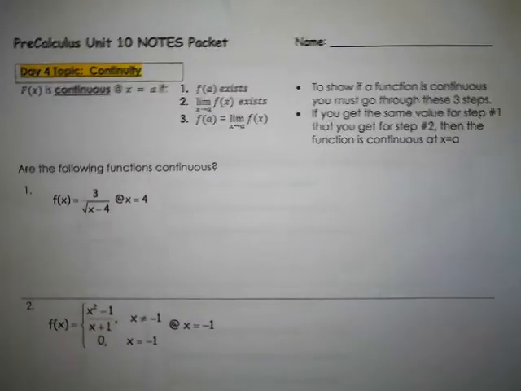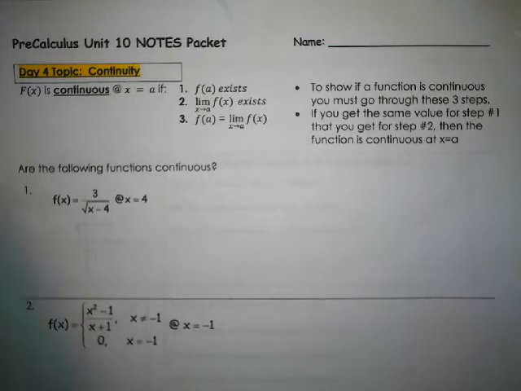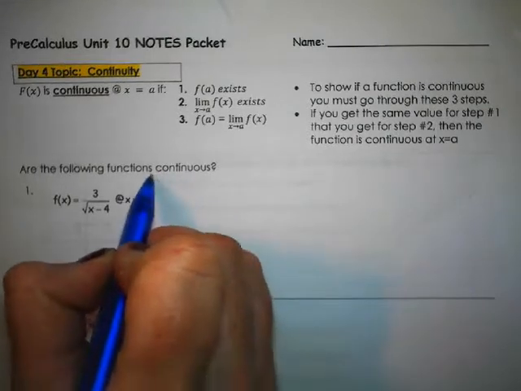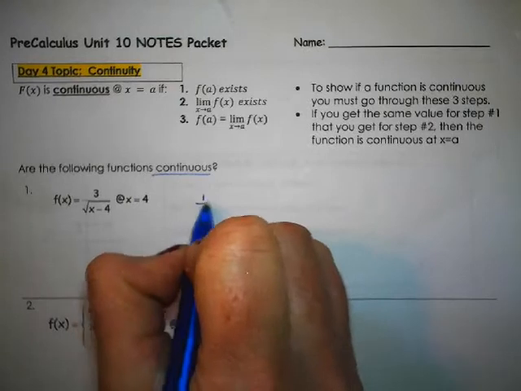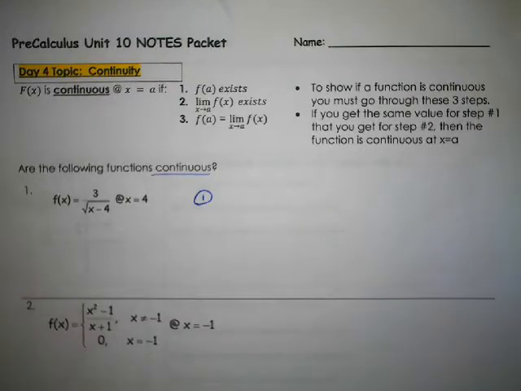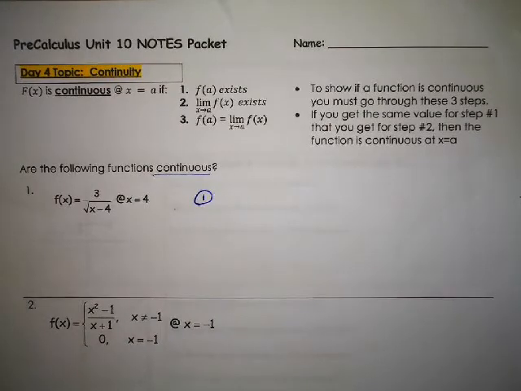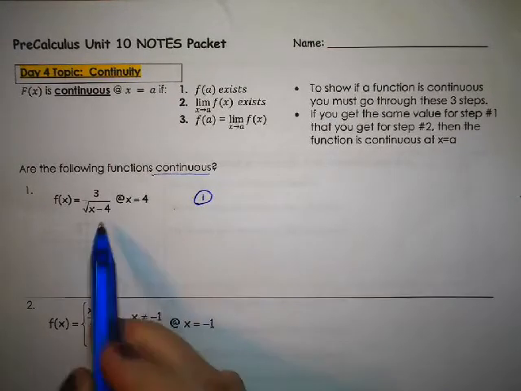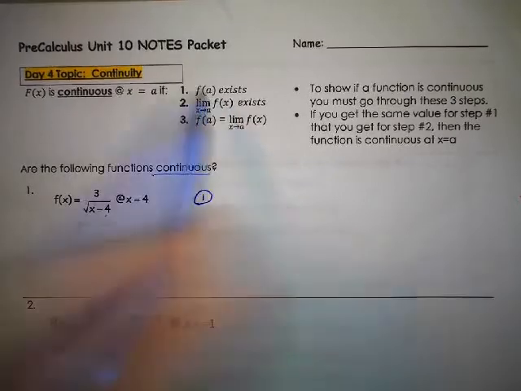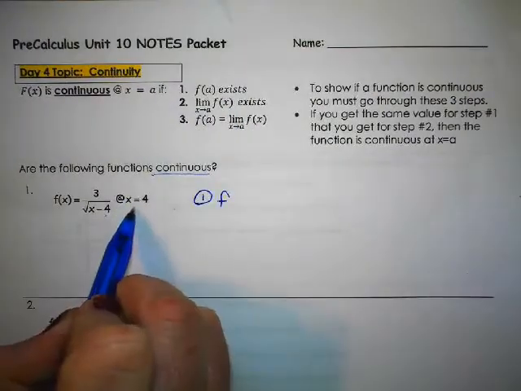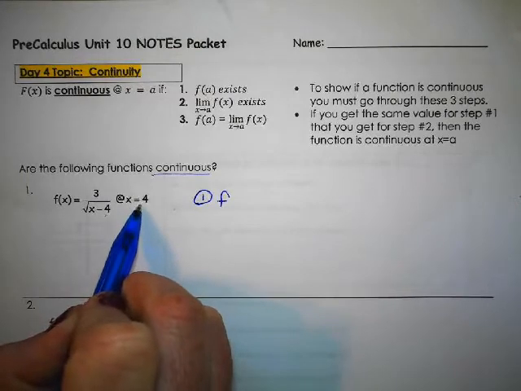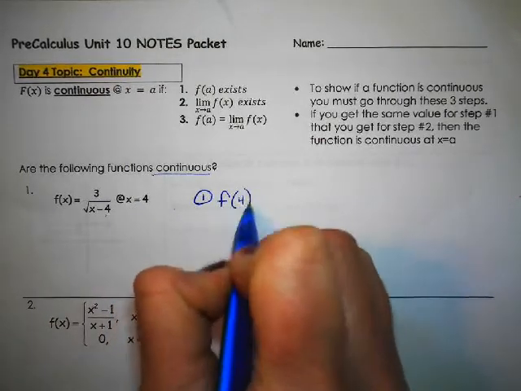So let's jump down to some problems here. The first one, the directions are: are the following functions continuous? As soon as I see that word continuous, I'm going to start going through my 3 steps, and I'm going to number them as I go. Keep your work neat. It says f of x equals 3 divided by the square root of x minus 4. So my first step is to find f of a. In our case, our a value is 4, so f of 4.